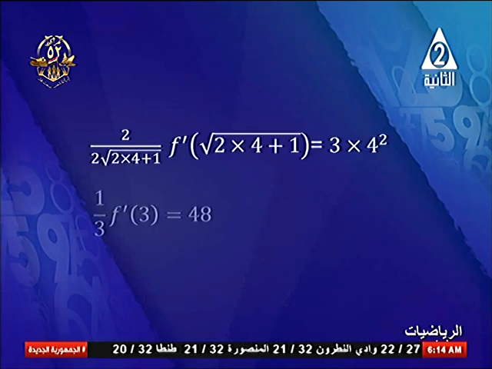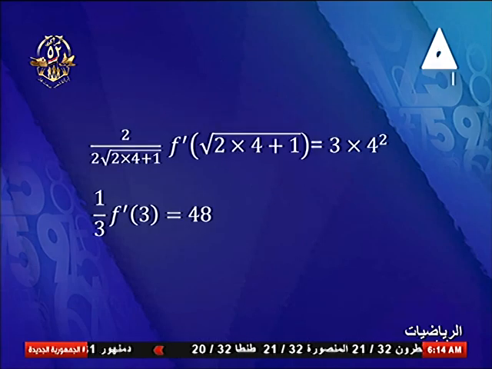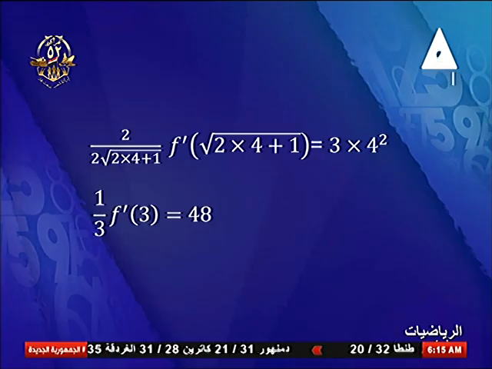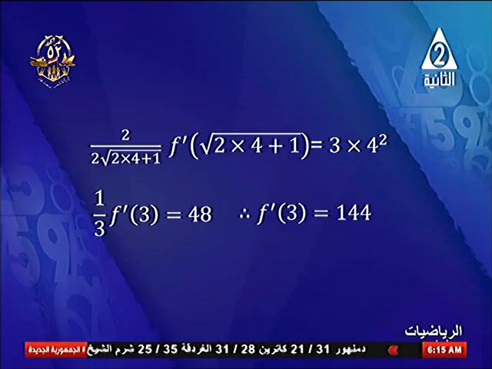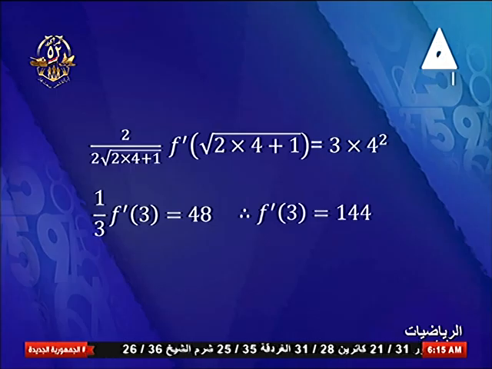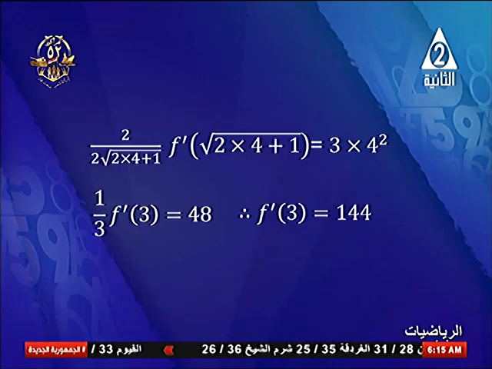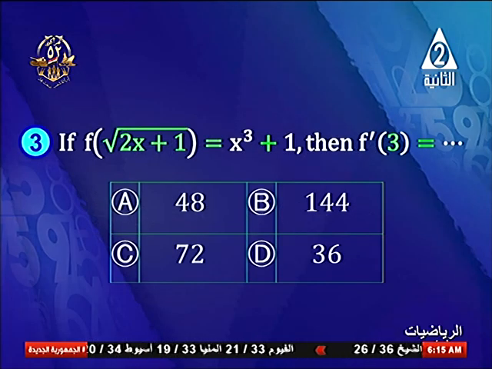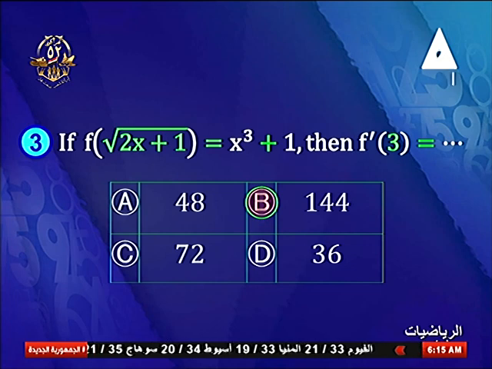Then the answer: f dash of 3 equals 48, f dash of 3 is 48 times 3 equals 144. Choose the correct answer, letter B, 144.